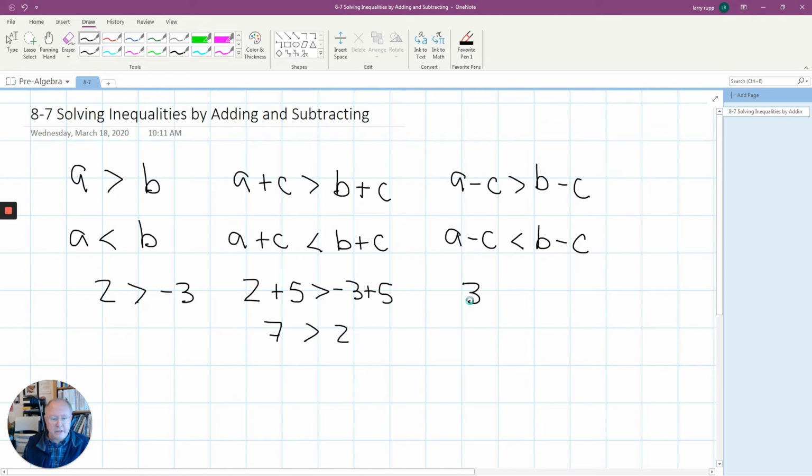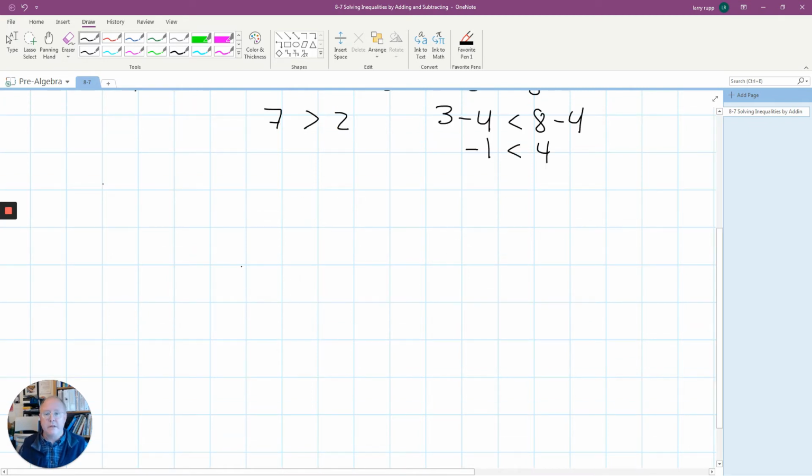Likewise, the same thing over here, okay? If you had, say, 3 less than 8, and you subtracted 4 away from both sides, okay, we're going to subtract 4. So 3 minus 4 is less than 8 minus 4. 3 minus 4 then becomes negative 1. 8 minus 4 is still 4. So yes, negative 1 is less than 4. So that still holds true as well. Okay, example 1.